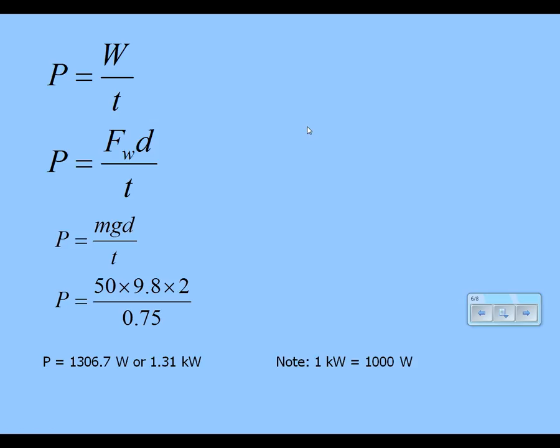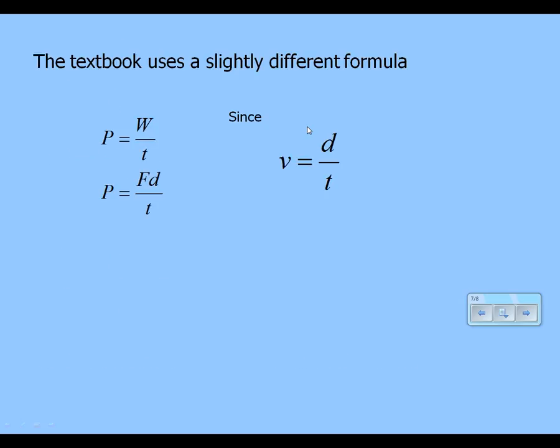Okay, so 1 kilowatt, of course, is 1,000 watts. The textbook, I want to show you this because I will assign some textbook questions. The textbook uses a slightly different formula, a neat little formula derivation, because v equals d over t, and power equals work over time, which is F times d over t. Use your vast experience with formula derivation and tell me what the formula is.